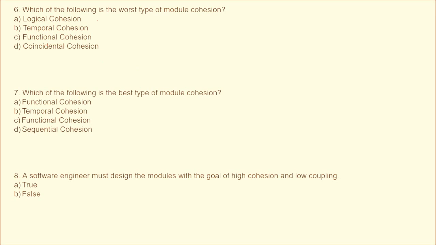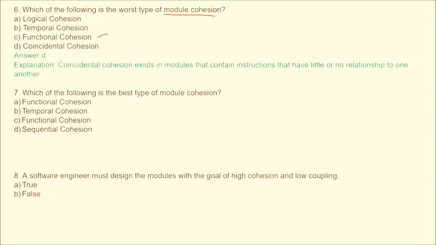Which of the following is the worst type of module cohesion? Module cohesion: logical, temporal, functional, or coincidental? The answer is coincidental. Why? This is the worst type, because coincidental cohesion exists in modules that contain instructions that have little or no relationship to one another. When we are talking about cohesion, that is the functional strength of the module. And if you have coincidental cohesion, those instructions have no relationship to one another.